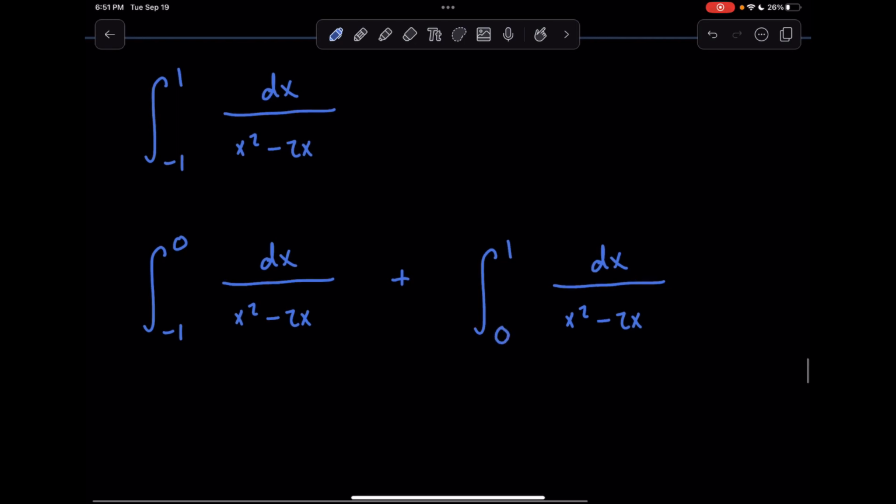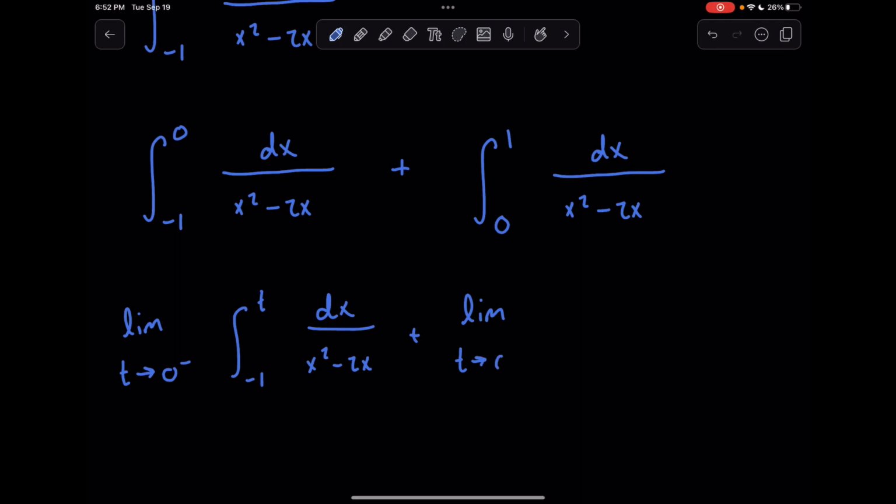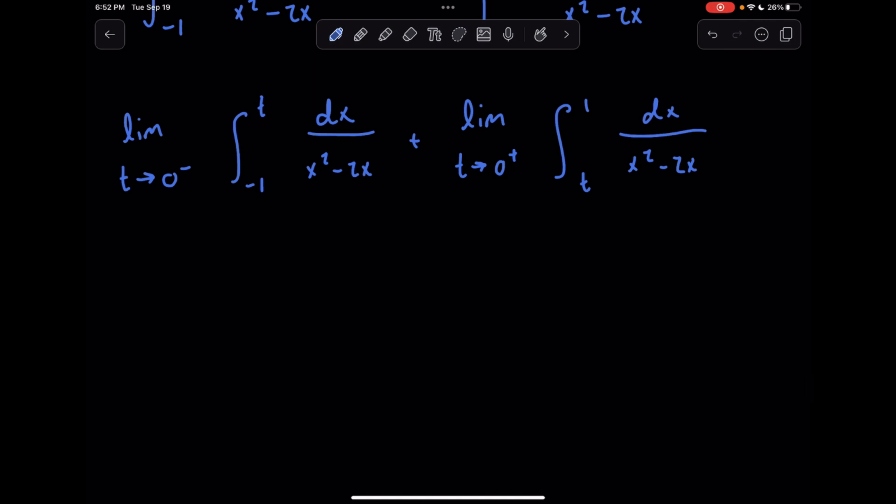Now we can rewrite these with limits. So our first integral will be the limit as t approaches 0 from the left of the integral from negative 1 to t of dx over x squared minus 2x. And our second integral will be the limit as t approaches 0 from the right from t to 1 of our integral. Now, rather than solving this integral twice, I'll just solve it once indefinitely and reuse the result.